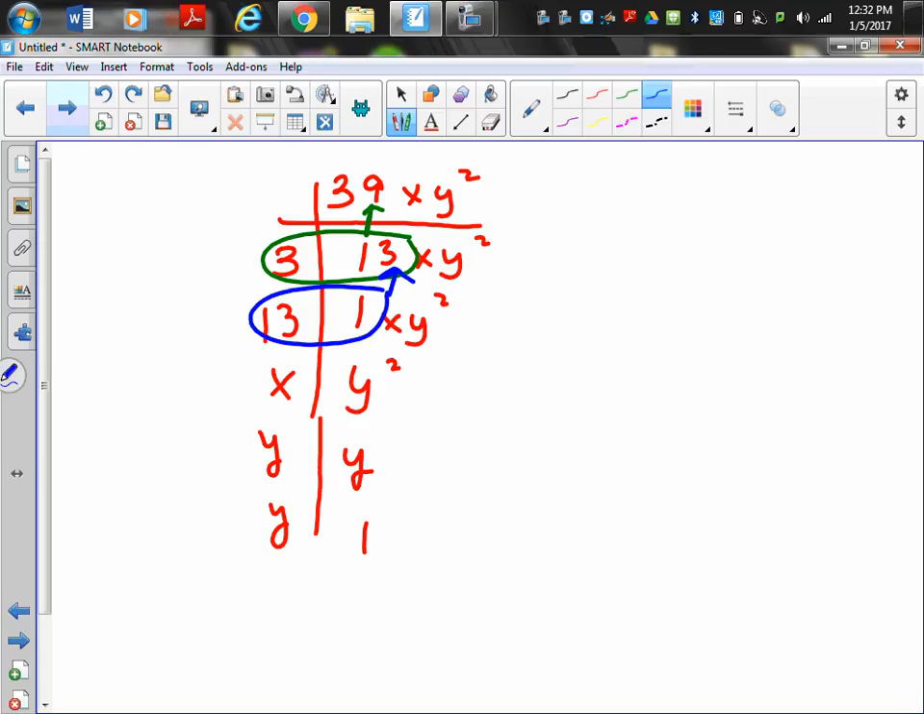So this piece right here is your greatest common factor. Or that's, alright. It's actually not your greatest common factor, it's the prime factorization, which we will use when we use this method to find the greatest common factor. It just makes it easier.